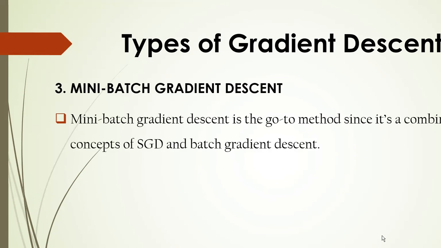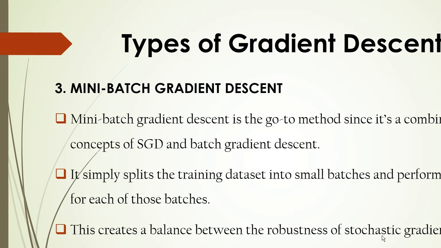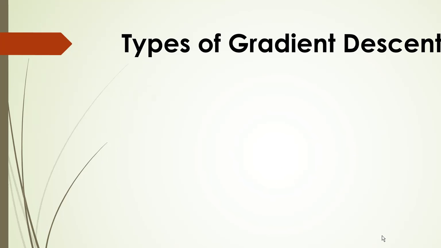In mini batch gradient descent, we go to a method that is a combination of the concepts of SGD and batch gradient descent. It simply splits the training data set into small batches and performs an update for each of those batches, and this creates a balance between the robustness of stochastic gradient descent and the efficiency of batch gradient descent. Hence it is called a combination of these both.